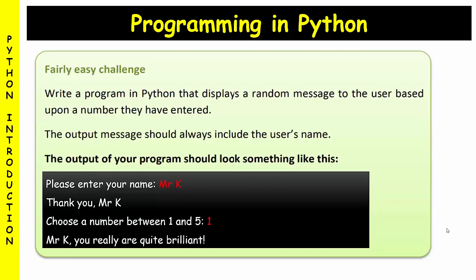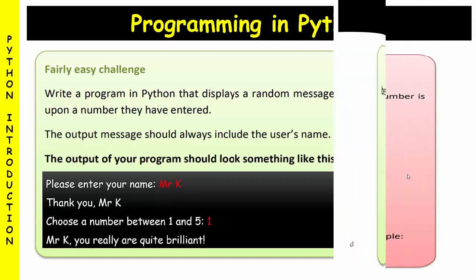So the example I'm giving you here is Mr. K. And then the user should be asked to choose a number between 1 and 5. I've chosen a 1 in this program, and they should get a response. The response I got for choosing 1 was, Mr. K, you really are quite brilliant. Hit the pause button and attempt the challenge. Once you've completed it, hit the play button and move on to the not so easy challenge.